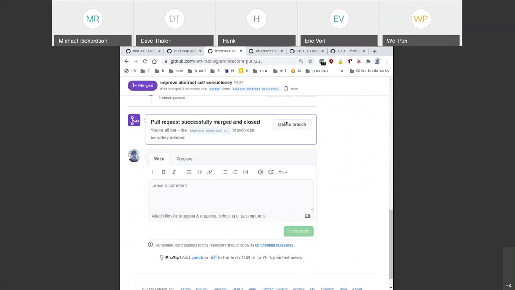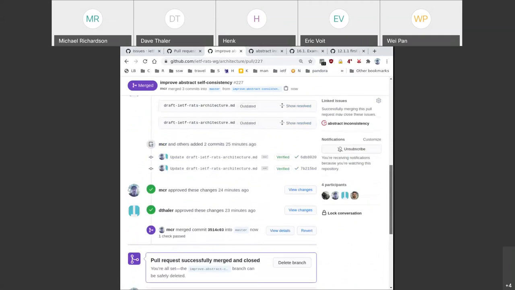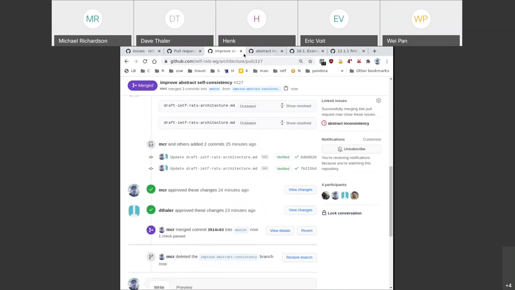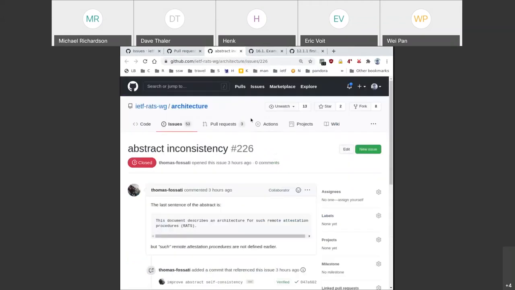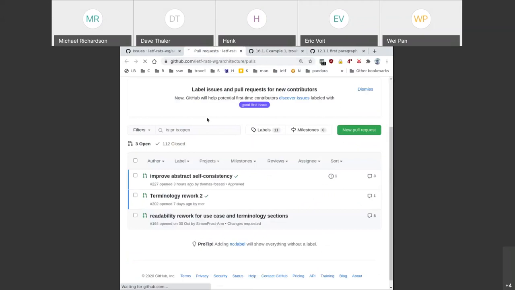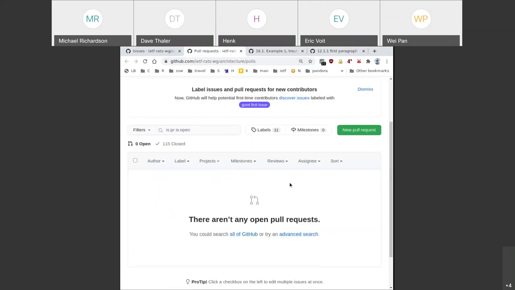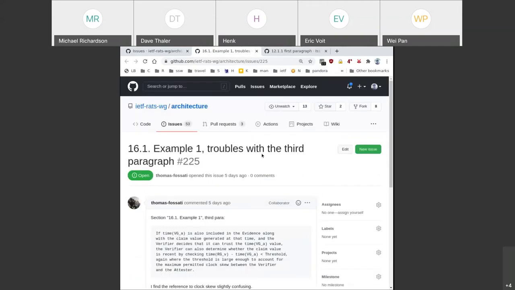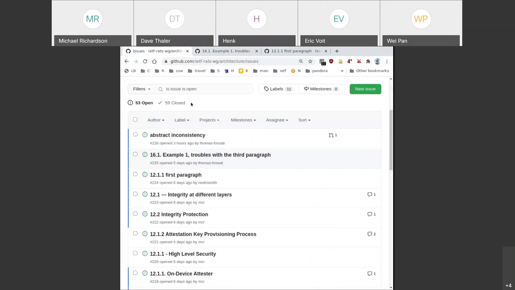That one automatically closed 226. I forget what keyword was used in the description. Yep. Say closed, okay. Okay, so now we aren't having any pull requests open. Now we get into hard work. Simon's original was closed as a result. Yes. One merged into one. Okay. Now we get into hard work.